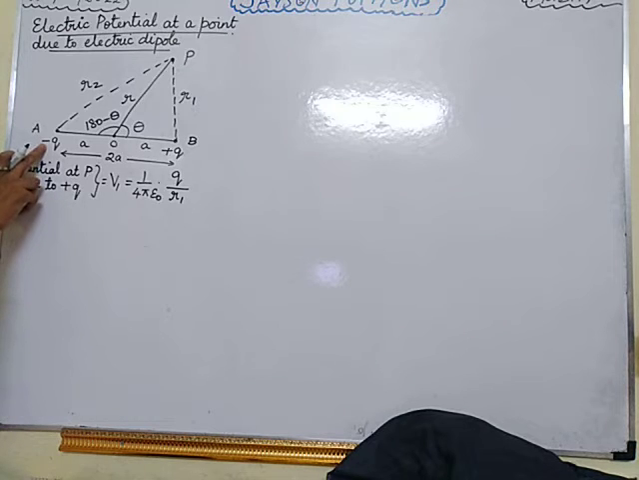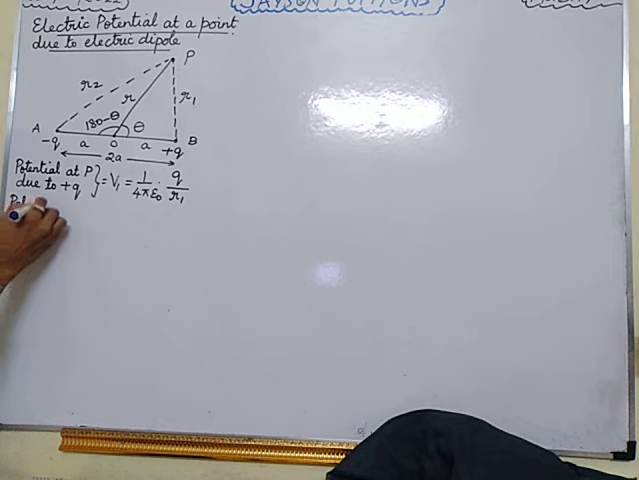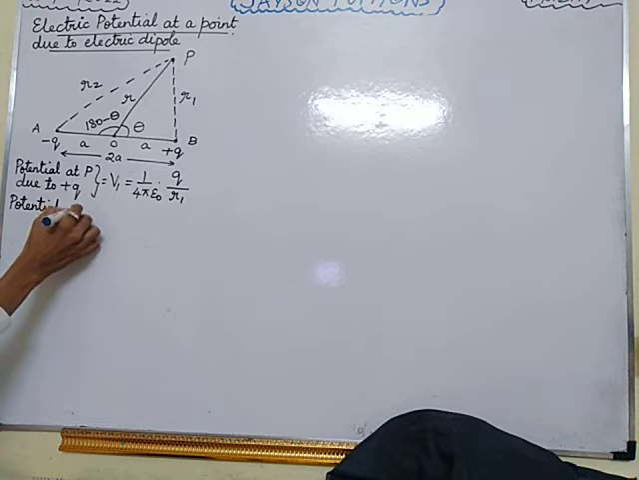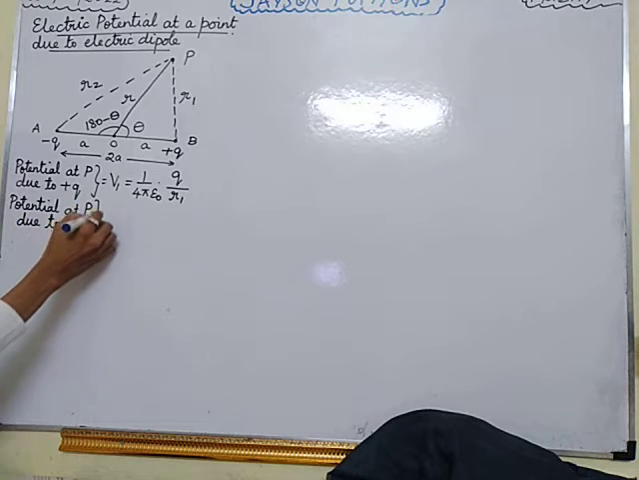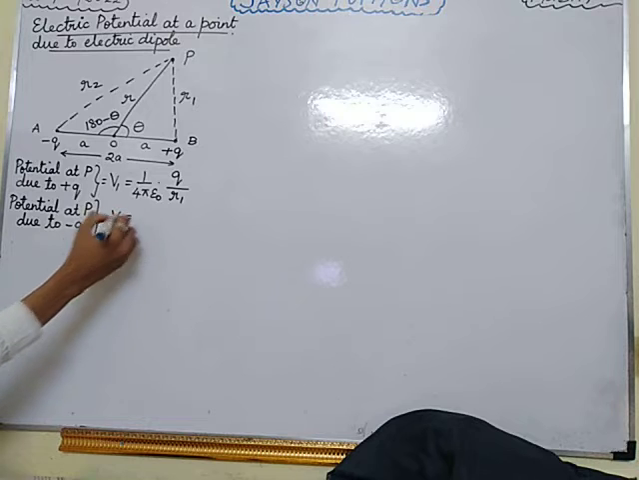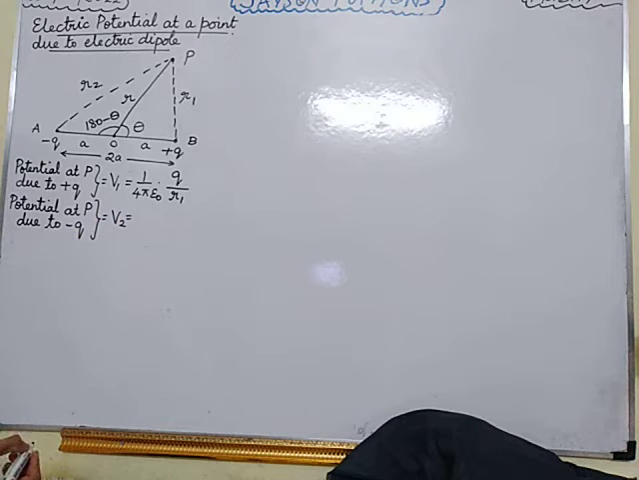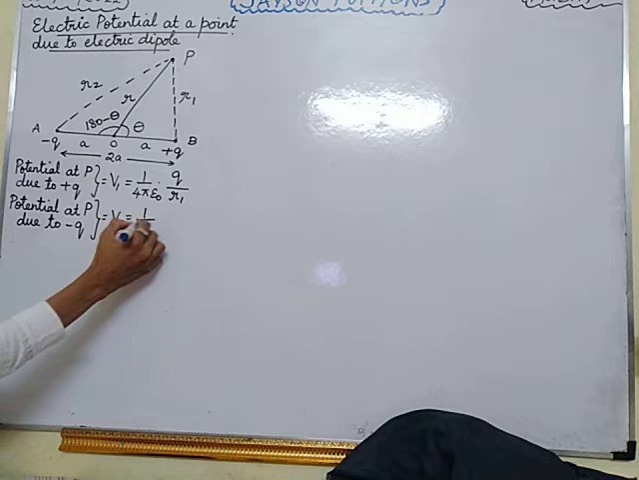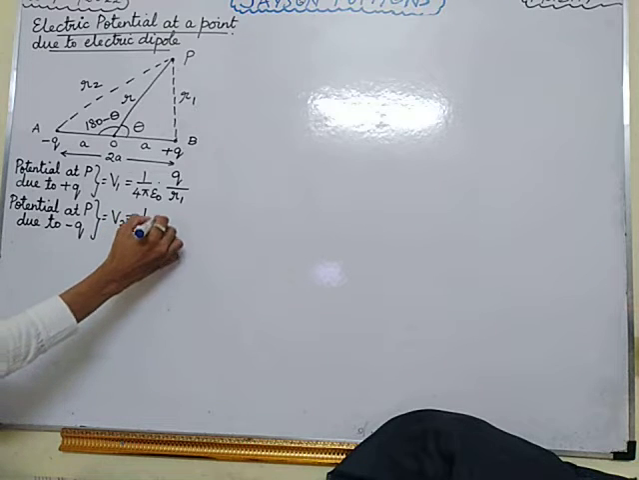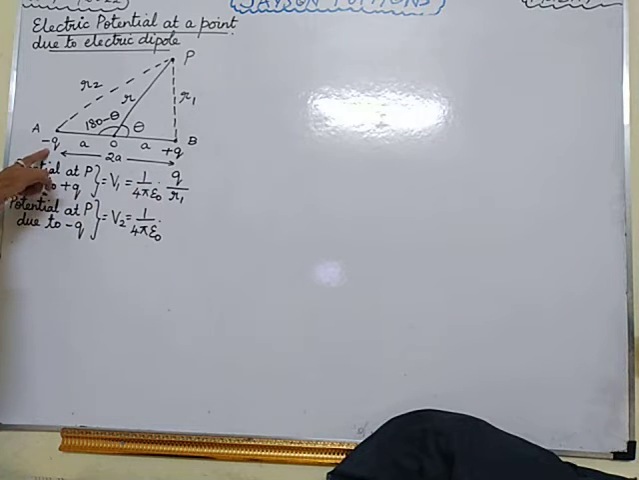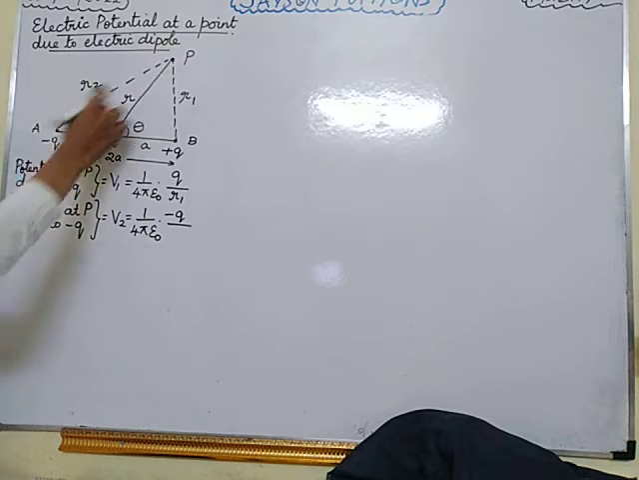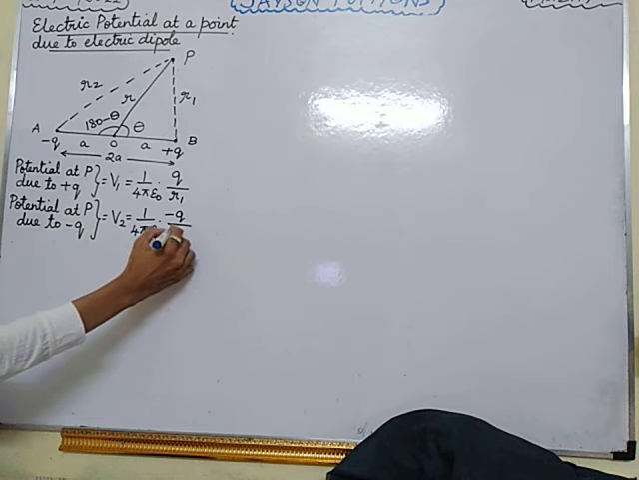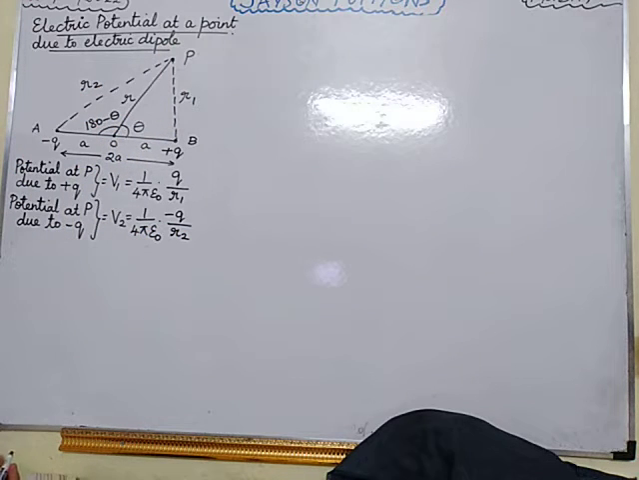Next we write the potential at the point P due to minus Q charge. This I am going to keep as V2. What will be the formula? 1 by 4 pi epsilon naught, and instead of plus Q, here we have minus Q. So minus Q by, what is the distance between minus Q and point P? R2. Minus Q by R2.